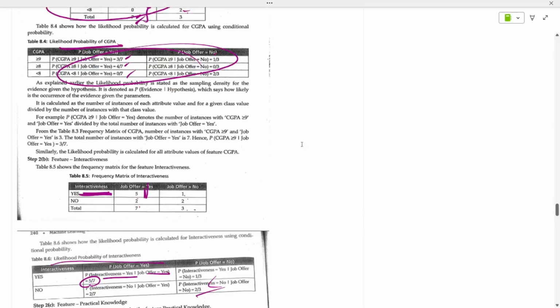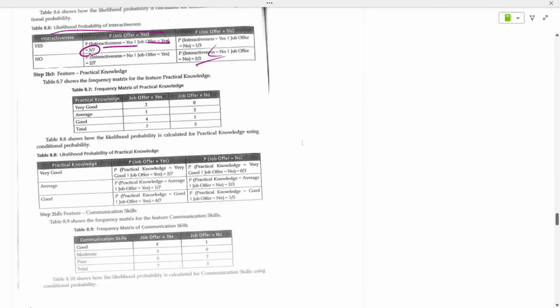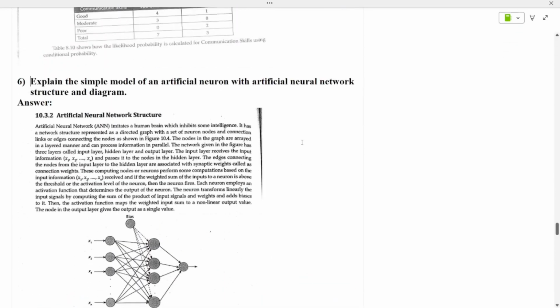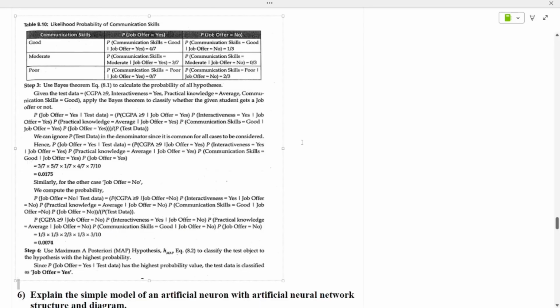Sorry, I was explaining this, right? See, when you come to the last step, first you will be applying the Bayes theorem. First, they have given CGPA is greater than or equal to 9. First, you have to consider CGPA greater than or equal to 9.